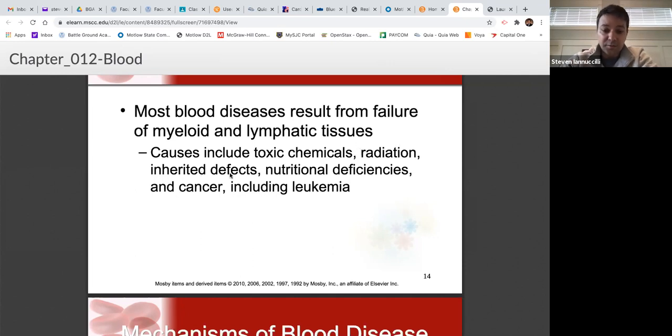Could be inherited defects. So it could be a genetic thing that you inherited from your parents or grandparents. It could be because your diet isn't correct. Okay. Nutritional deficiencies isn't usually a problem with blood diseases in the United States, because most people in the United States don't have nutritional deficiencies, but in other countries that don't have proper food sources or water sources could definitely have an increase in blood diseases due to nutritional deficiencies. Okay. Cancers, things like leukemia and lymphoma, those things could cause a failure of your myeloid and lymphatic tissue, okay?